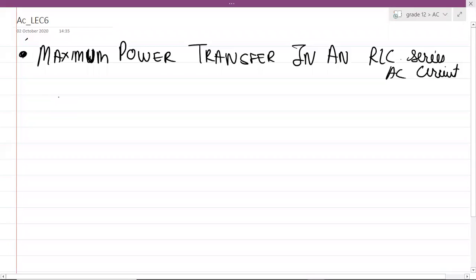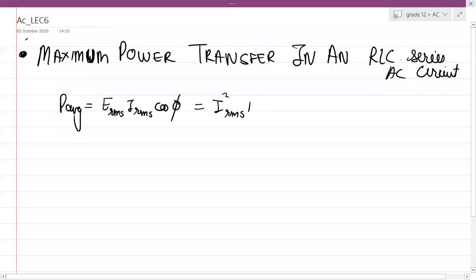So we know the formulas for power, right? Everyone, do you remember this? P average is basically equal to what? E naught I naught by 2, or ERMS into IRMS into cos phi. Yes, sir. So we can write this also as I square RMS into R. Yes or no? There are some other formulas as well.